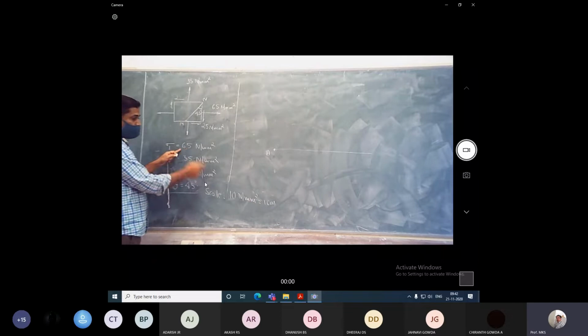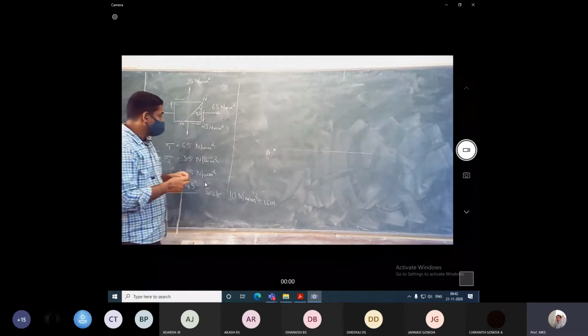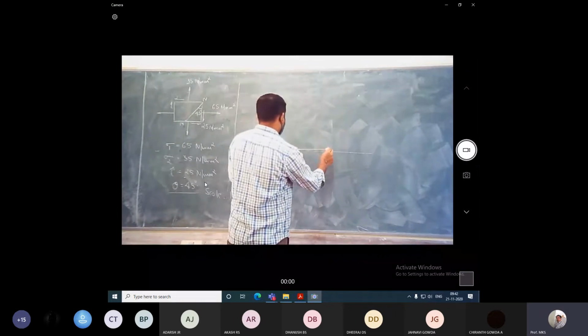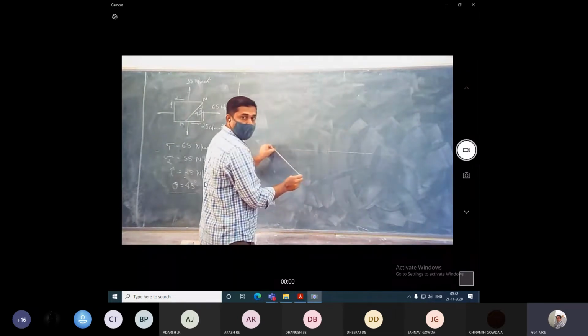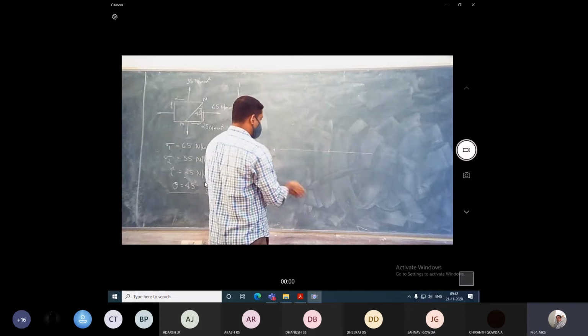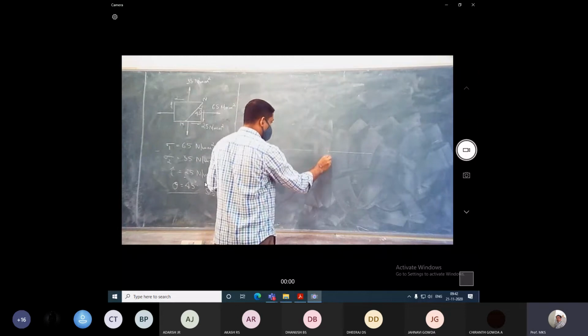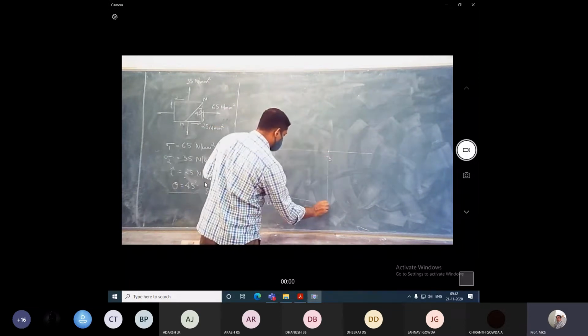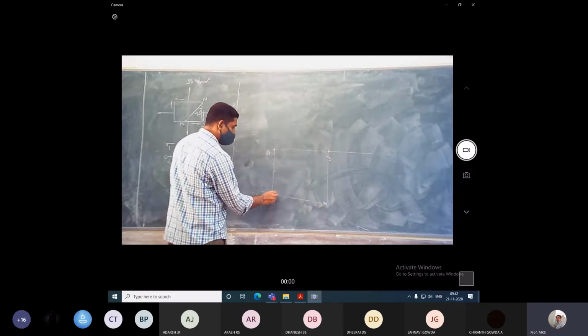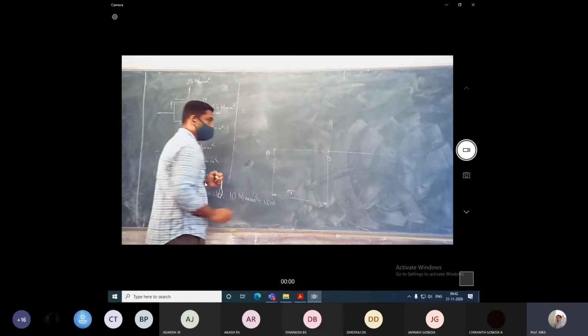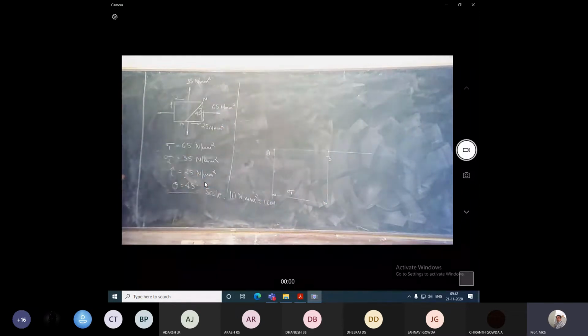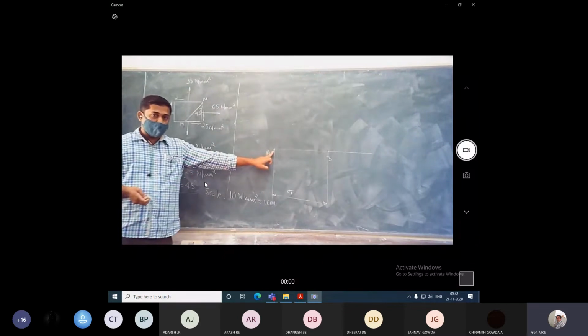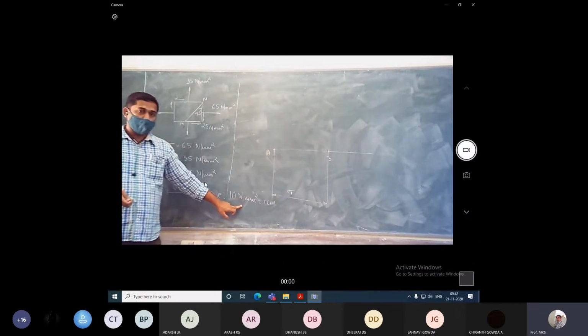take sigma 1. It is 65. As per my scale, it should be 6.5 centimeters. Measure and mark it on the reference line and name that point as B. So A to B is sigma 1. First I took the reference point, then with a suitable scale, marked sigma 1.